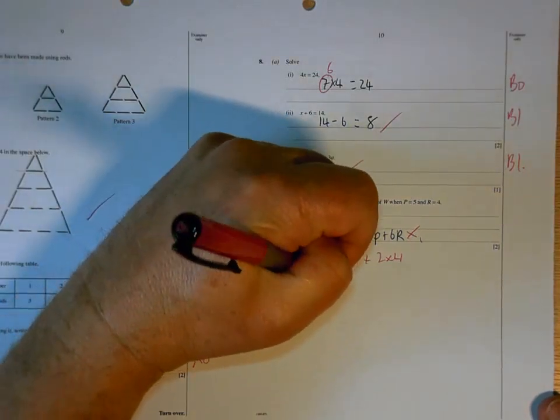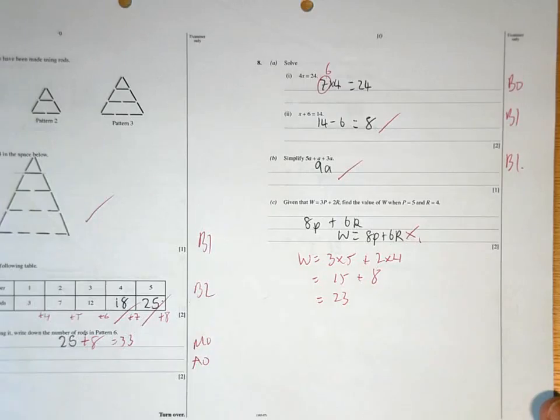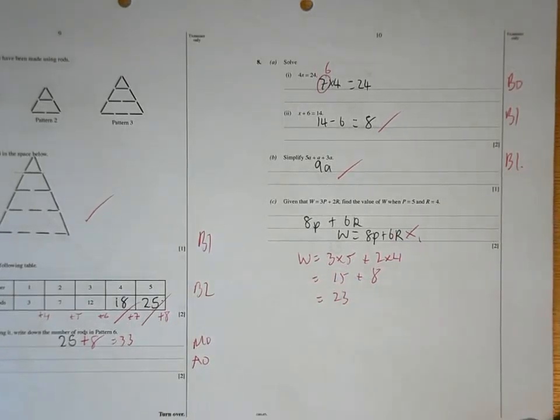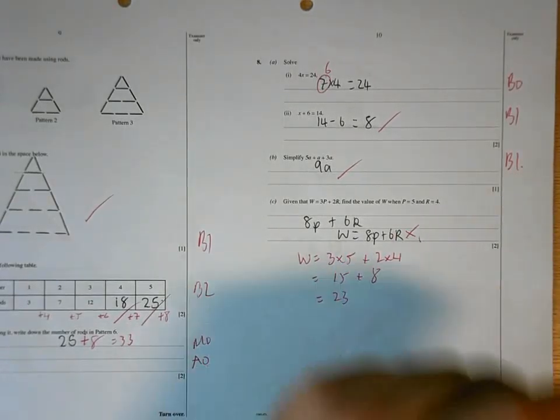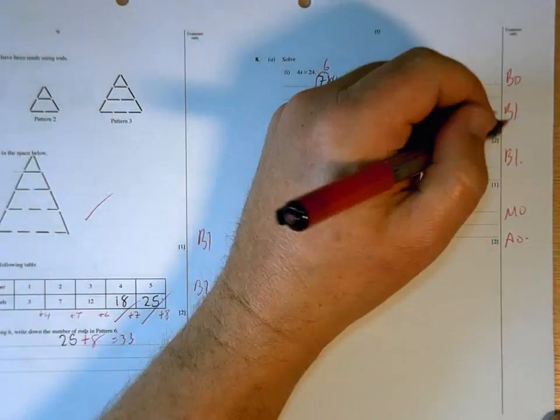Now you do the timesing first, then you do the adding. So the second mark is for getting 23. You should be able to get your head around that one now. Sometimes they make those negatives, which make it a bit more nasty, but that one is a straightforward one. Total for the page, 3, 5.